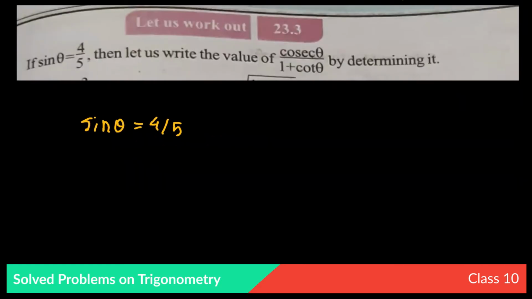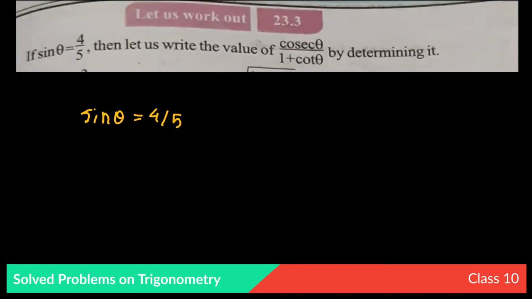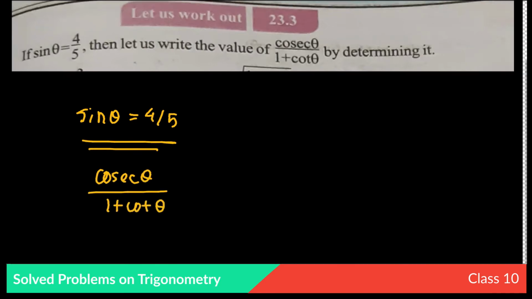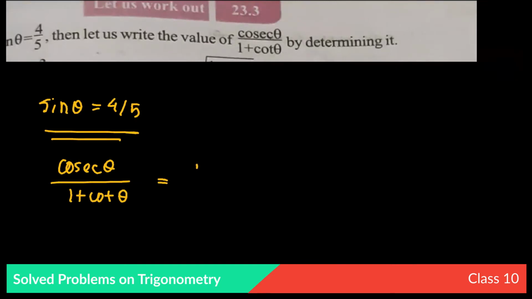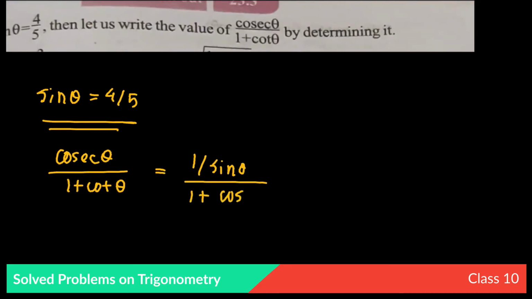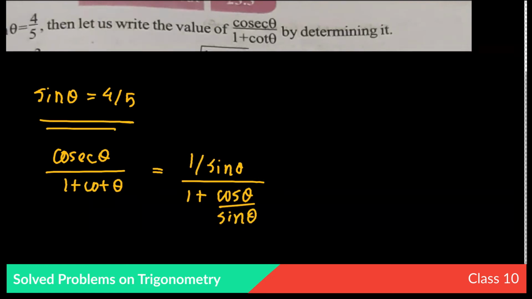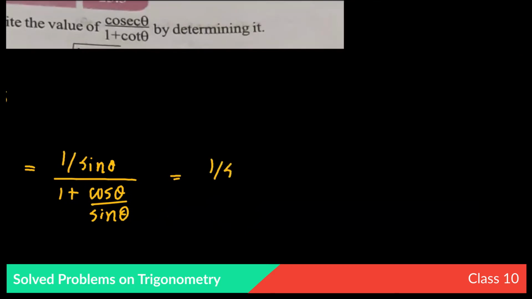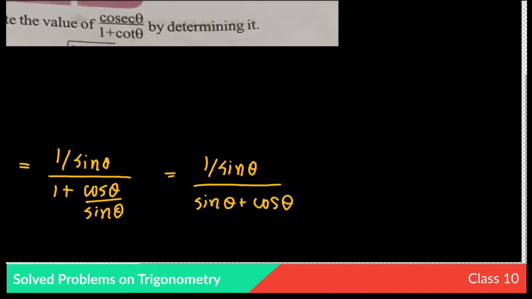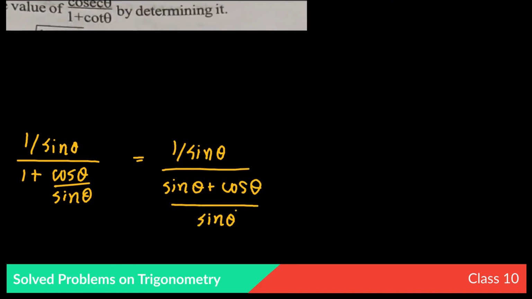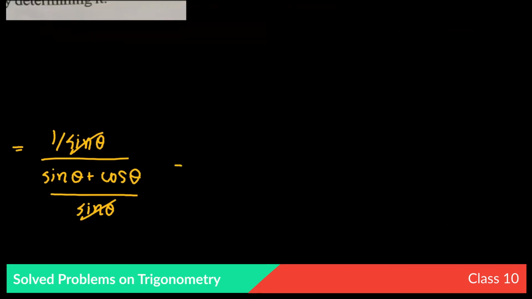Okay, so this is a very simple sum. We have been given that sine theta equals 4 by 5, and we have to find the value of cosec theta by 1 plus cot theta. Now cosec theta means 1 by sine theta, since it is the reciprocal of sine theta. Now 1 plus cot theta: cot theta can be written as cos theta by sine theta. If you take the LCM in the denominator, in the numerator it is the same. The denominator becomes sine theta plus cos theta by sine theta. So this sine theta and this sine theta will get cancelled. So it is actually 1 by sine theta plus cos theta.